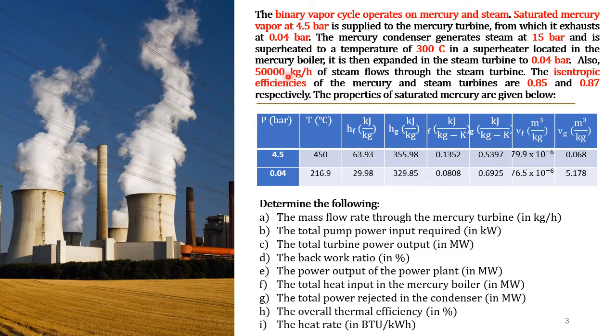It is also given that the steam flow rate in the bottom cycle or the steam cycle is 50,000 kg per hour, and we are given the isentropic efficiencies of the mercury and the steam turbines respectively. So it means that we are solving this in the actual scenario. And then we're going to solve these unknown values here.